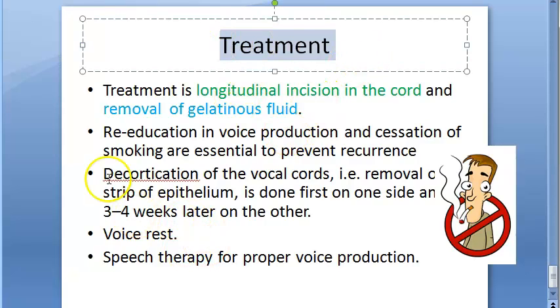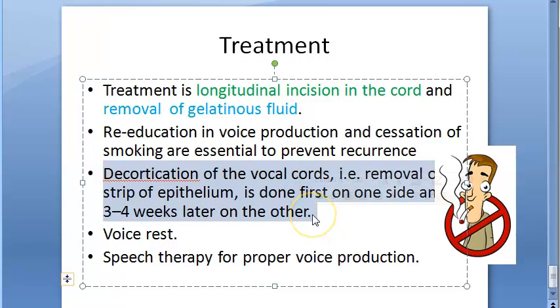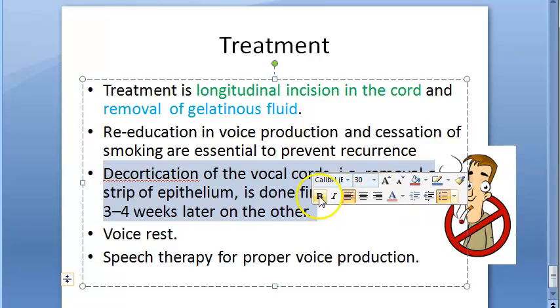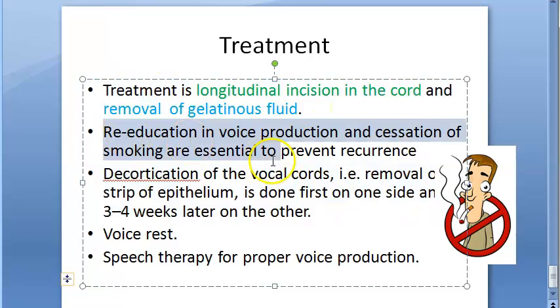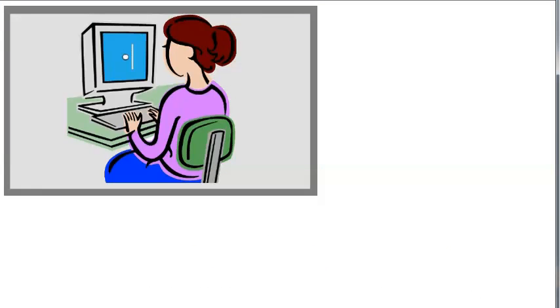Treatment, there are some different things written here. Decortication of vocal cords, removing the epithelium, strip of epithelium. Incision, removing the fluid, re-education on the voice, voice rest, etc. Speech therapy. That's all in Reinke's edema, Reinke's space, smokers. That's it. Bye-bye.